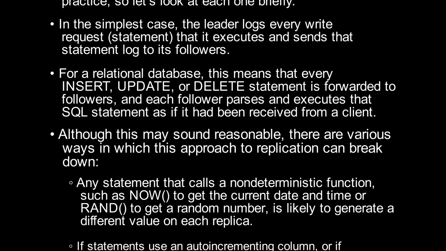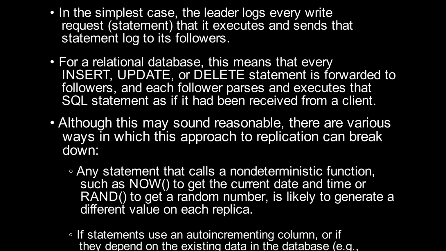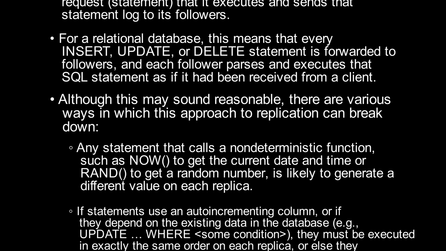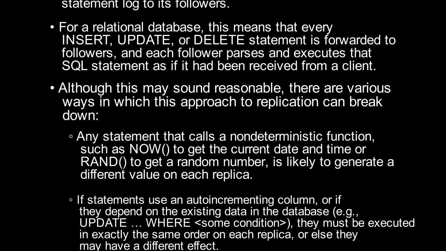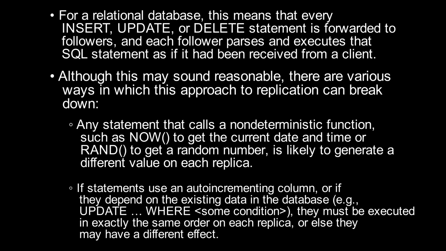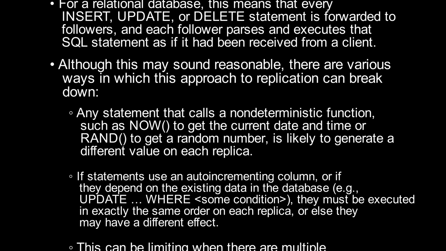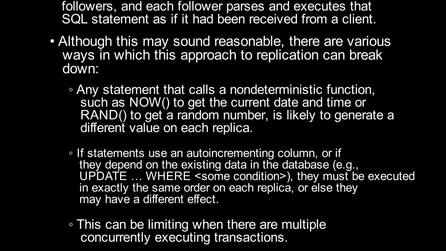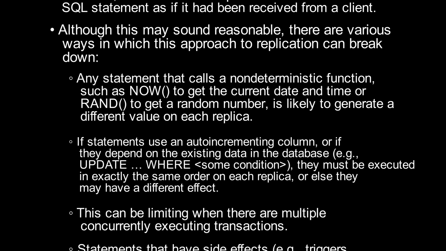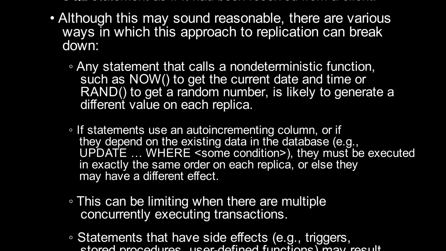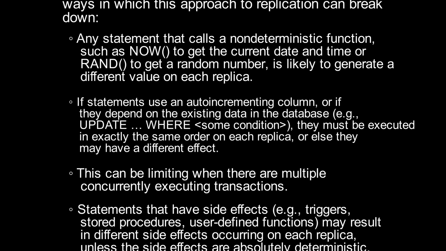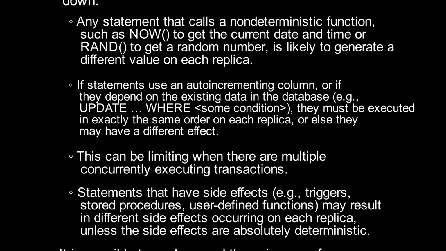Any statement that calls a non-deterministic function, such as now() to get the current date and time or rand() to get a random number, is likely to generate a different value on each replica. If statements use an auto-incrementing column, or if they depend on the existing data in the database, e.g., update where some condition, they must be executed in exactly the same order on each replica, or else they may have a different effect. This can be limiting when there are multiple concurrently executing transactions.